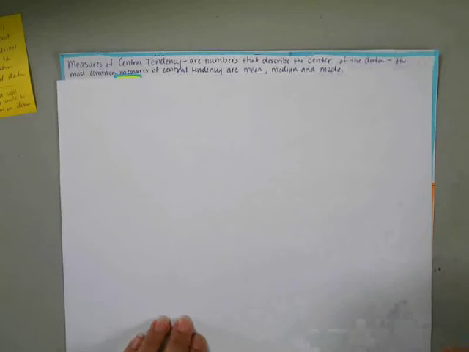Okay, today we're going to talk about measures of central tendency. The definition for measures of central tendency are numbers that describe the center of the data, and the most common measures of central tendency are mean, median, and mode. So today we're going to talk about how to find mean, median, mode, and also range.